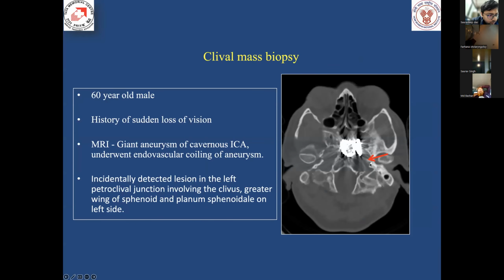So this was another interesting case, a 60-year-old male who presented with the sudden loss of vision. When the patient underwent MRI, they found that there was a giant aneurysm in the cavernous ICA. So we assumed that the cause of the loss of vision would probably be the compression of the optic nerve by the aneurysm. And so the patient underwent coiling of the aneurysm. And despite the coiling, the patient did not have any improvement in symptoms.